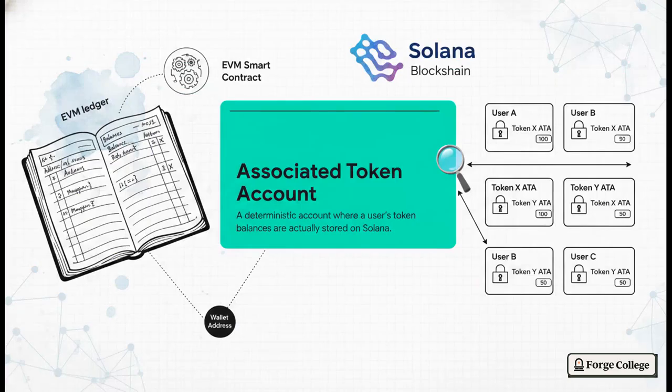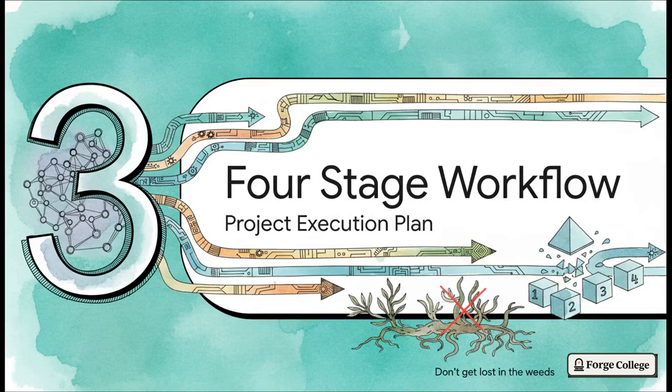Now, speaking of those ATAs, let's make sure we are crystal clear on this one, because it's a big deal. An associated token account is the exact deterministic account where a user's actual token balance lives. Unlike an EVM ledger, where your wallet is pretty much just mapped to a random number in a giant dictionary, Solana requires these specific, distinct accounts for tracking who owns what. Bottom line, if you want to hold a specific token, you absolutely need an ATA for it. No exceptions.